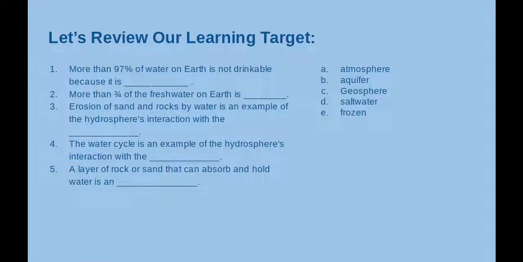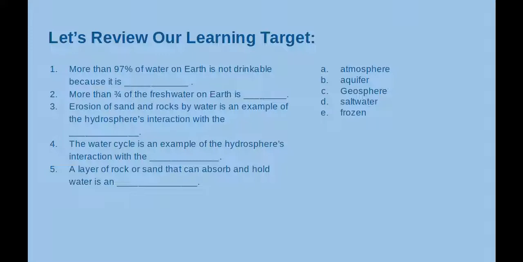Let's review our learning target. Choose the answer that completes each statement correctly. Number 1. More than 97% of water on Earth is not drinkable because it is A. Atmosphere, B. Aquifer, C. Geosphere, D. Saltwater, E. Frozen. The correct answer is D. Saltwater. Number 2. More than 3/4 of the fresh water on Earth is. The correct answer is E.